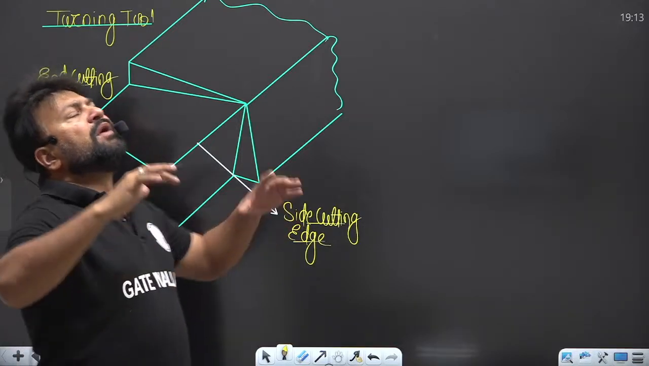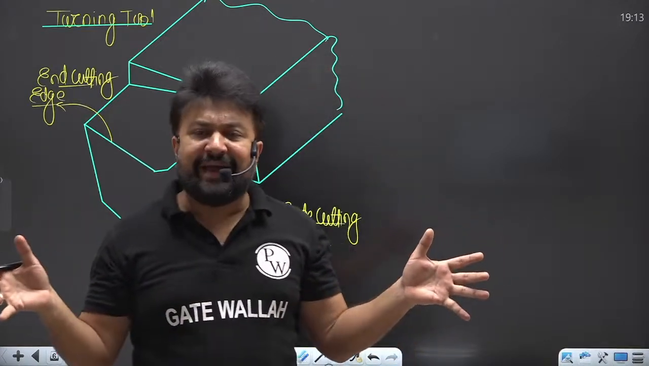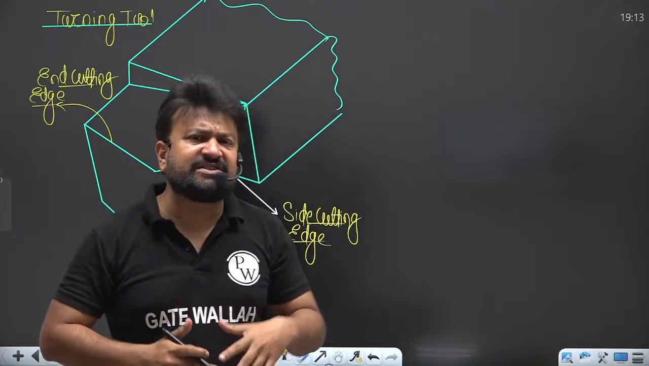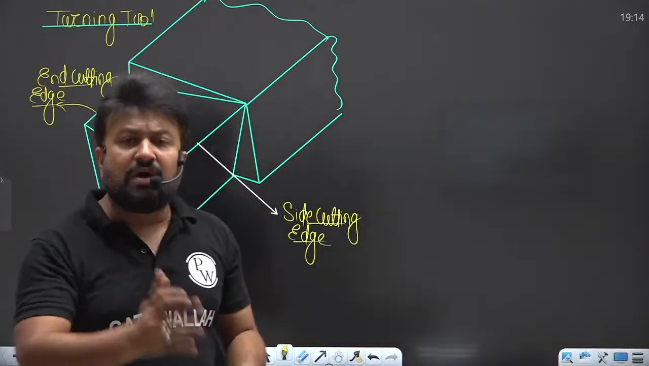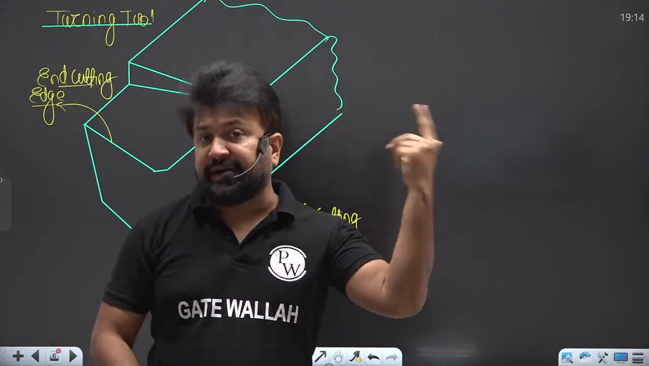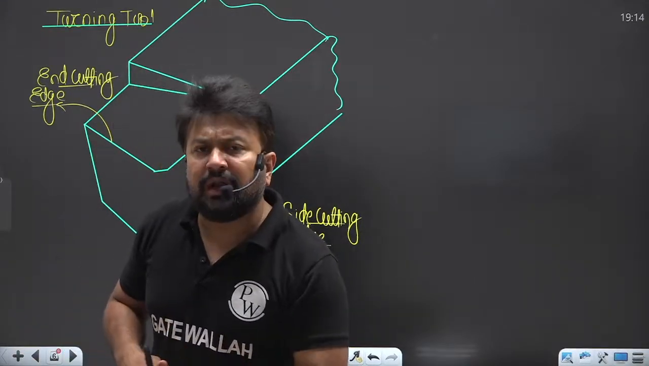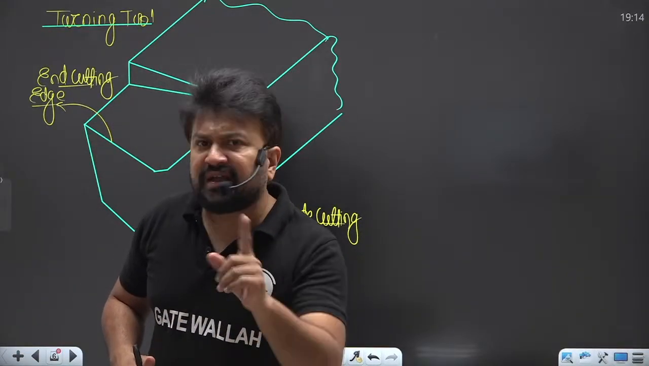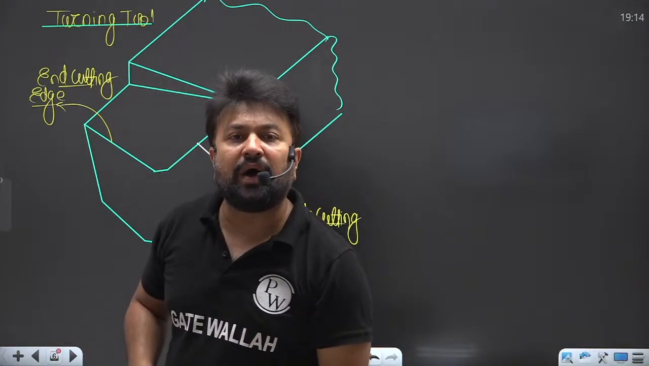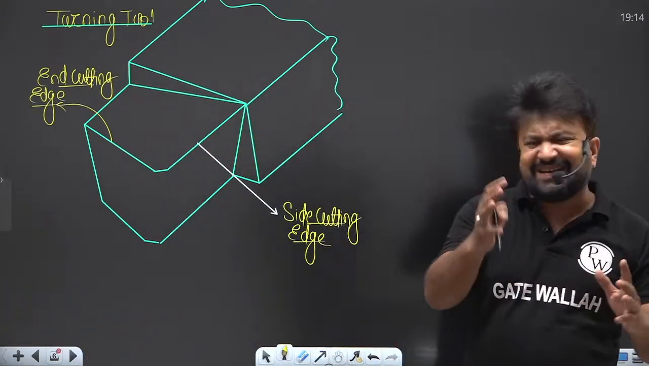Now, a lot of you will ask a question: sir, there will be two edges, one is side cutting edge and another is end cutting edge. So it must not be a single point cutting tool because there are two cutting edges. It might be possible that it will be a double point cutting tool. But no, you are wrong. Your assumption is wrong.